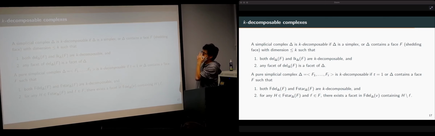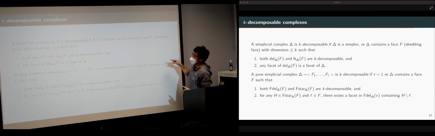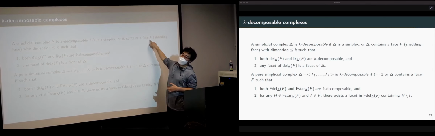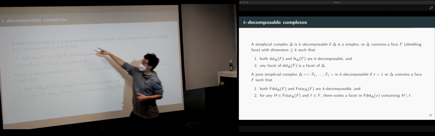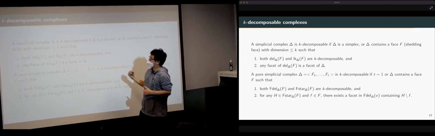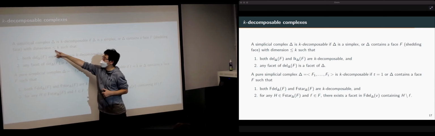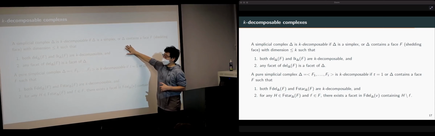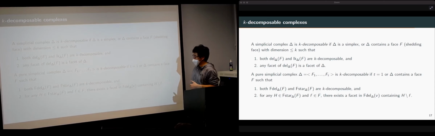It's probably hard to remember what was there before, but compared to vertex decomposable, the only thing that is different is basically now you're allowed to decompose using non-vertex faces. So in particular, if you plug in K equals 0 and study 0 decomposable, then the only face that is allowed is a dimension 0 face, which is a vertex. So this basically is the same as vertex decomposable.